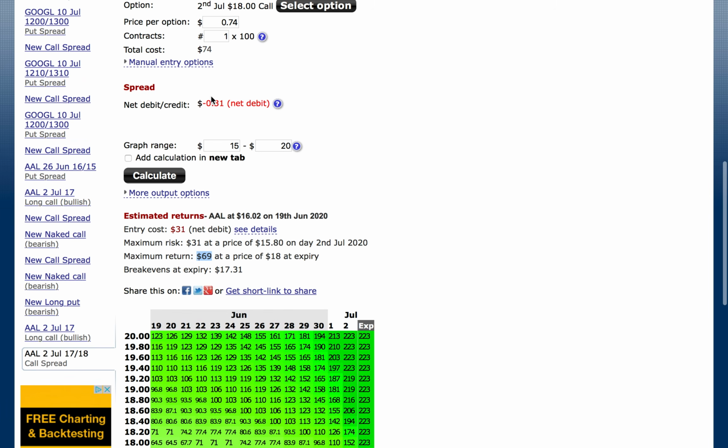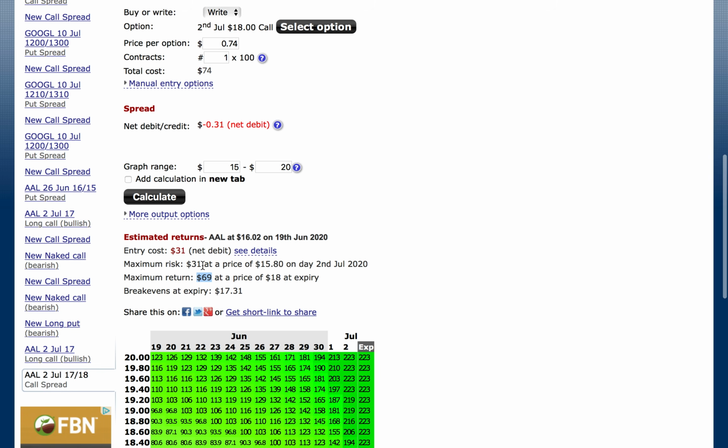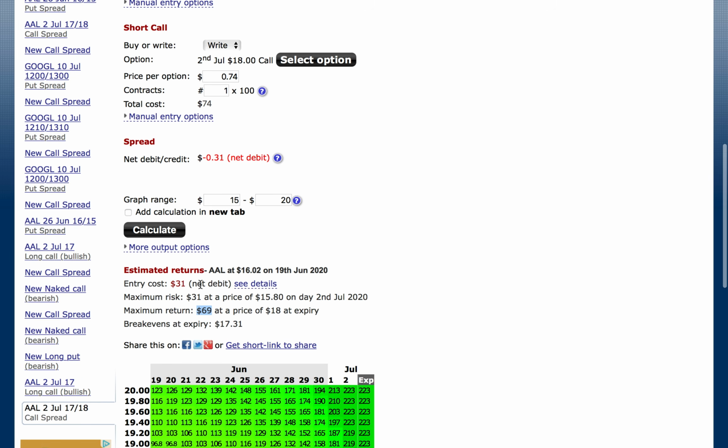So you see that your max risk went from 105 to 31. That's the good part about it. The bad part now is you went from having a maximum return of basically infinity theoretically to now only $69 being the most you can make from this. So again, it has its pros and its cons, and you've got to weigh out the risk to reward ratio and figure out if this is what's best for you.